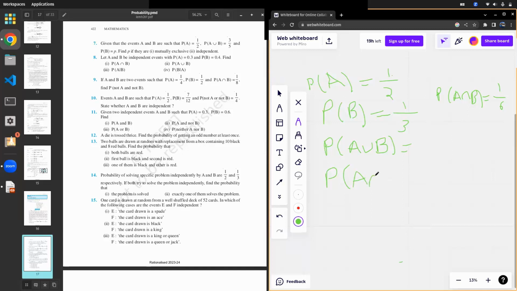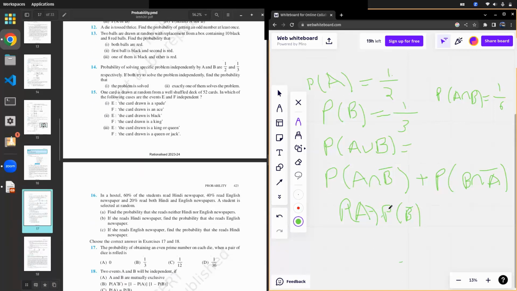This can be found by the sum of these two probabilities: first, only A has solved the question, plus the probability of only B having solved the question. This can be found easily since A and B are independent events. We can write the probability of A intersection not B as probability of A times probability of not B. Similarly, we can find the other value and substitute it to get the correct answer.